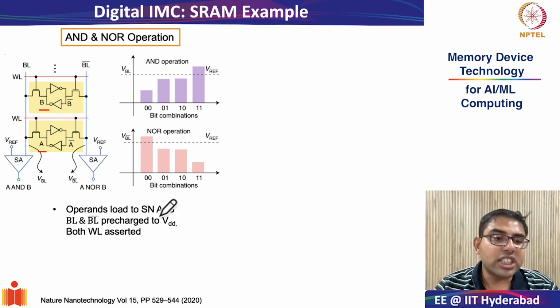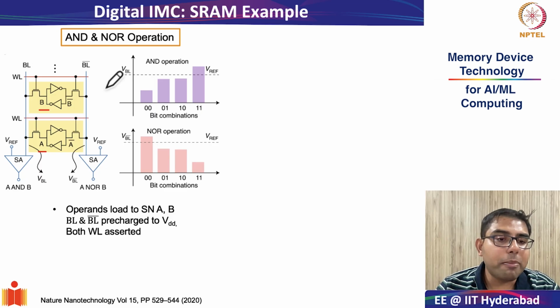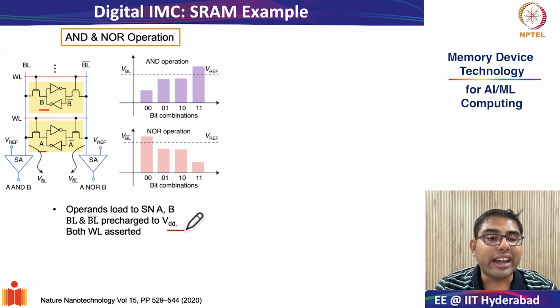As you can see, first we load the operands into storage nodes A and B, and then we pre-charge both the bit line and bit line bar to VDD, just as is done for the read operation.